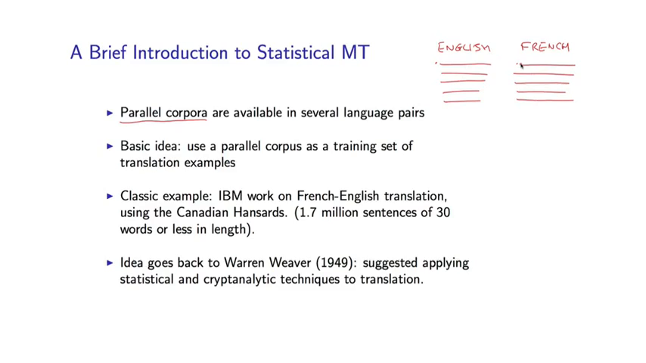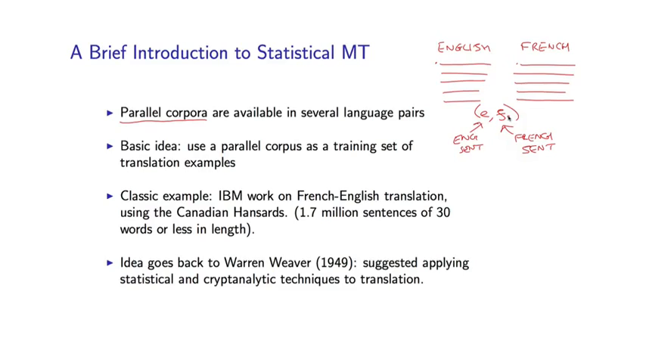So we're basically going to treat translation as a supervised learning problem where we have E, F examples. E is an English sentence and F is a French sentence, assuming we're trying to build a translation system from English to French or from French to English. And we might have many thousands of example translations.